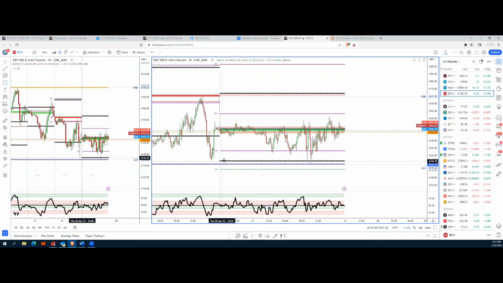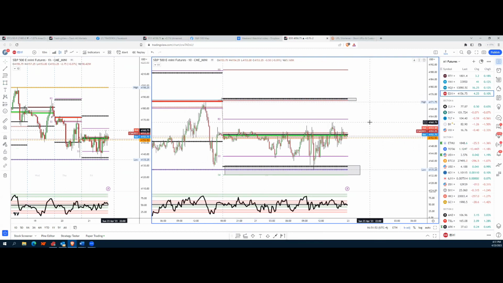When you see right here, previous day's range low, we have a weekly and an S4. You have 3 levels right there. You see on the top right here, we have an R4. Beautiful. So now let's go through the symbols.